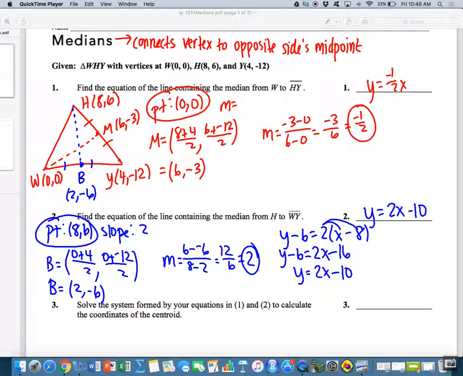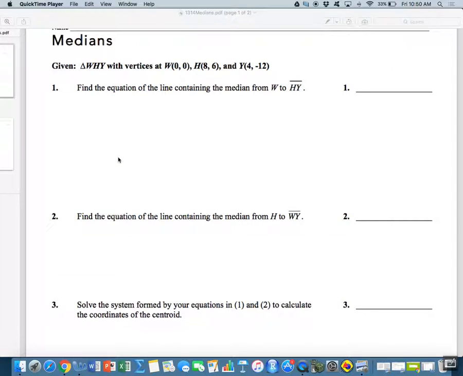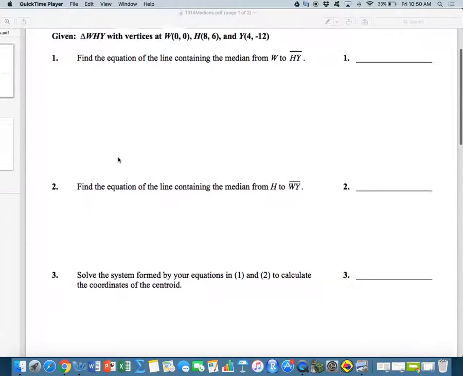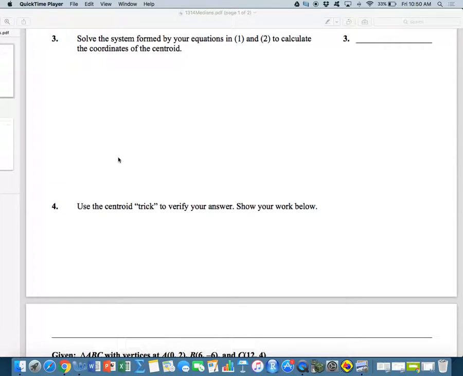Can I erase this? Okay. So if I remember correctly, number 1 was y equals 1/2 x, and number 2 was y equals 2x minus 10. We need to solve this system to find the point of intersection. Wherever those two intersect, that will be the centroid. Am I going to use substitution or elimination? Substitution, just set them equal because they're both y equals. That's why I want you to use slope intercept form.